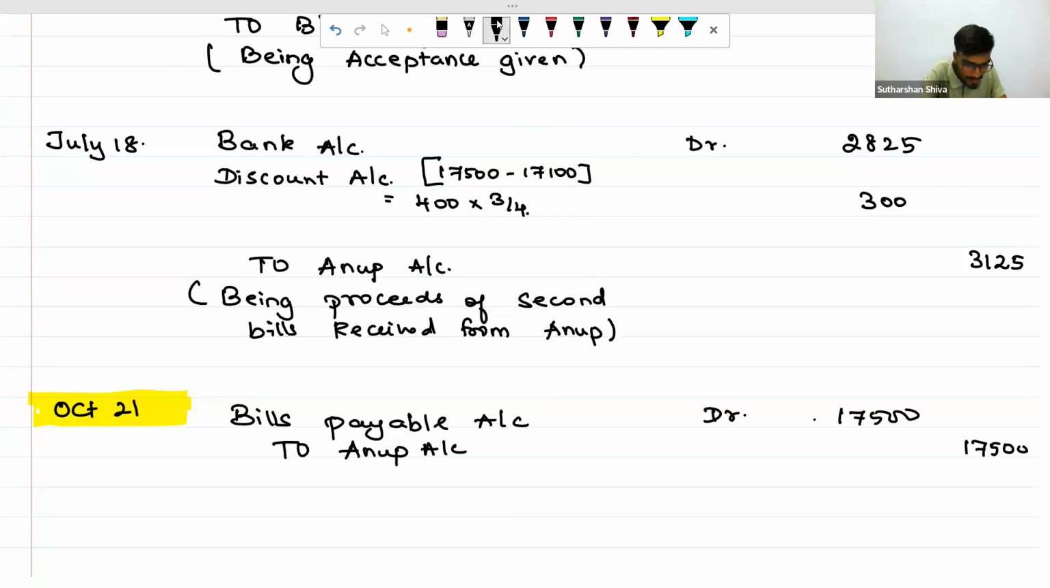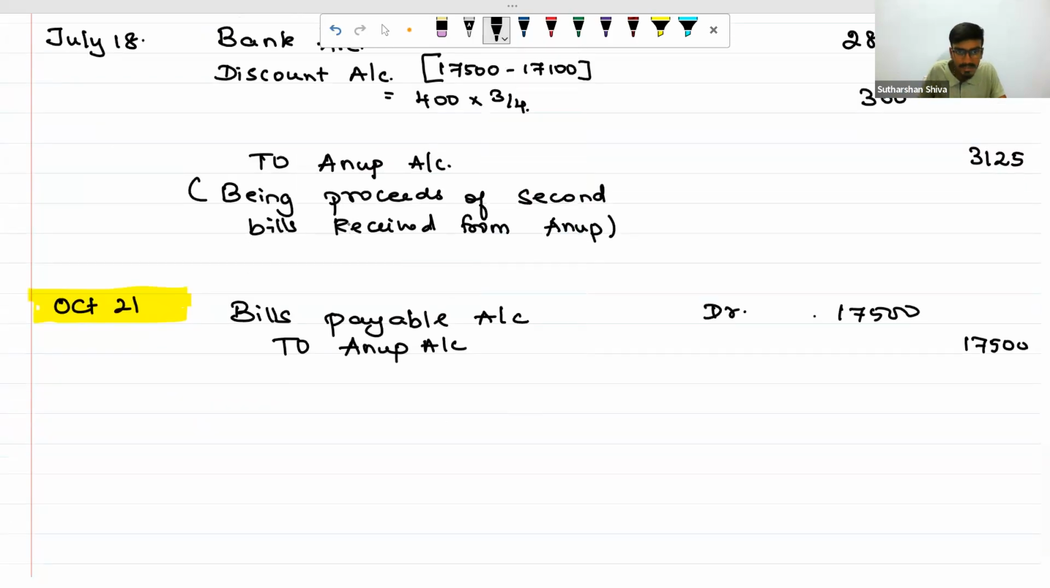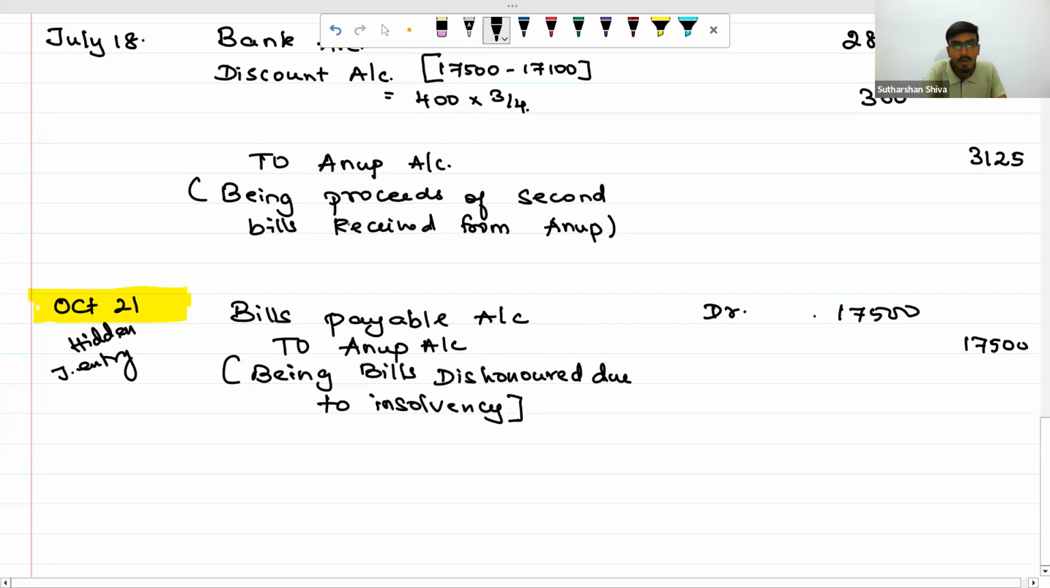Now, our interesting part comes into the picture. We will write a narration that being bills dishonored, you need to pass the entry. This is a hidden entry you need to pass. Hidden journal entry you need to pass. Being the bills dishonored due to what? Due to insolvency. Okay, that is done.